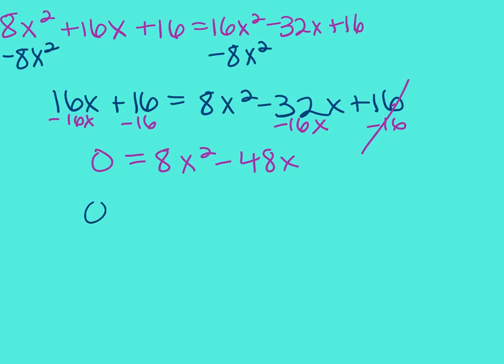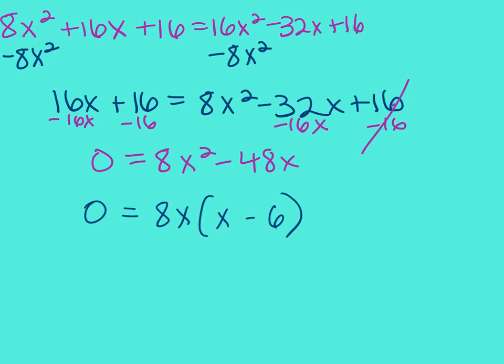What can you take out of there? It's the greatest common factor of 8x squared and 48x. X is one of them, but what else? 2. Bigger. Keep going. 8, right? 8. 8x, and I'd get x minus 6.